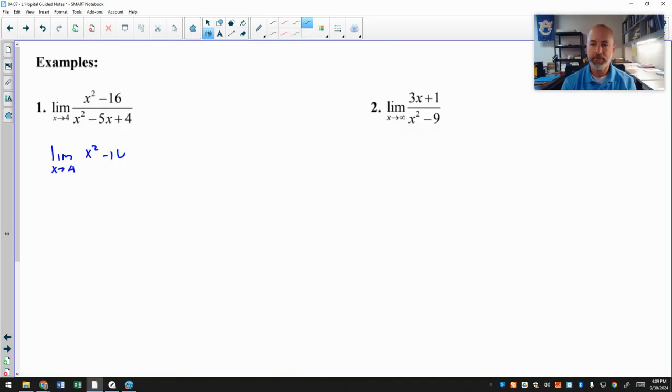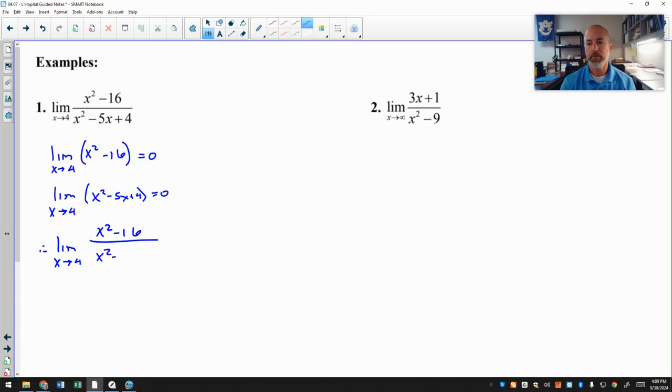Now it's an added step, but you need to actually write down the limit as x approaches 4 of the numerator is 0. 4 squared minus 16 is 0. We need to write down that the limit as x approaches 4 of the denominator, x squared minus 5x plus 4, is also 0. Therefore, L'Hopital's rule applies. Therefore, I could say that the limit as x approaches 4 of my original fraction, x squared minus 16 over x squared minus 5x plus 4, is equal to, and one way that we commonly show that we're applying L'Hopital's rule is we'll put a small h above that equal sign.